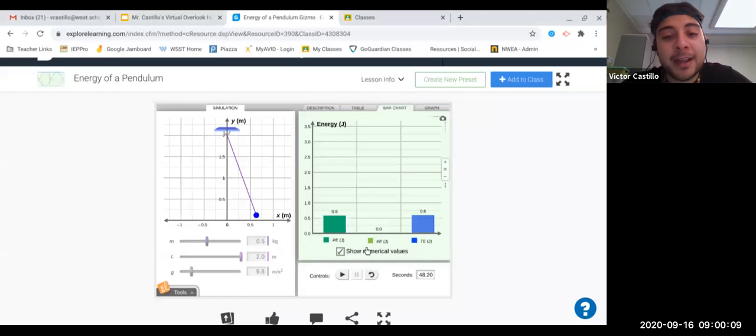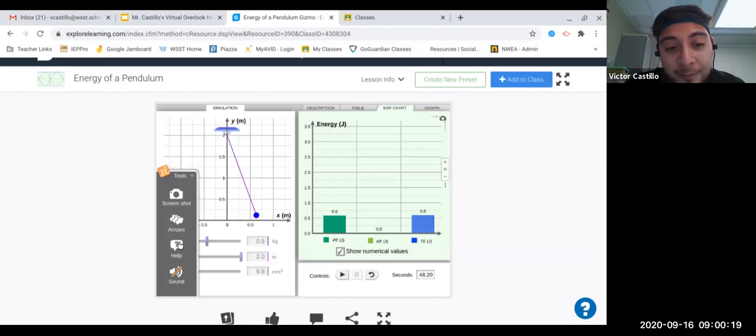Yes, so we're getting some answers right here. Is potential energy, it's at its highest because that's where it's storing energy. It's storing the most energy. And at this specific point, let me put a little arrow.